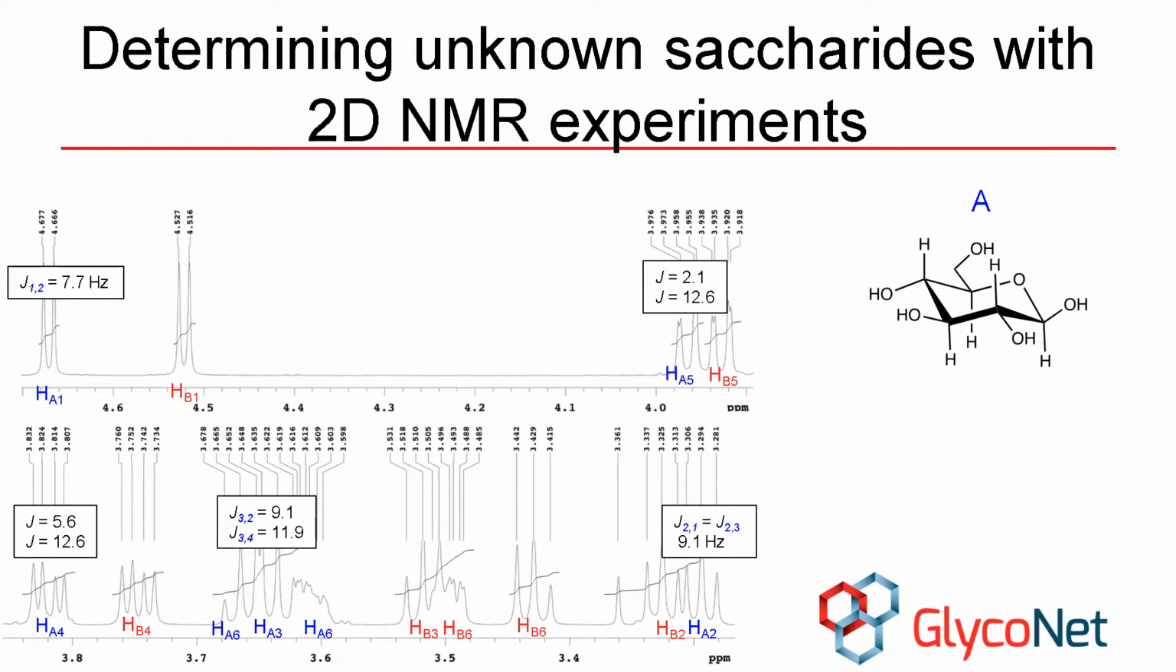The coupling constants are difficult to distinguish between H5A and H6A1 and A2. However, it does not impact our ability to determine the monosaccharide identity. Based on the coupling constants for monosaccharide A, we can determine that this unit is a glucose unit. The same process can be done for monosaccharide B, and in this case, it is also determined that monosaccharide B is a glucose unit.